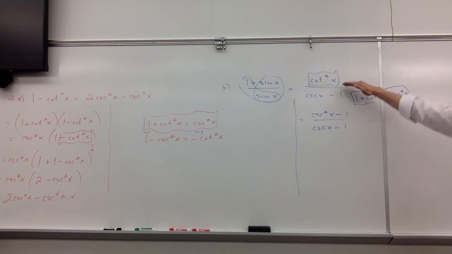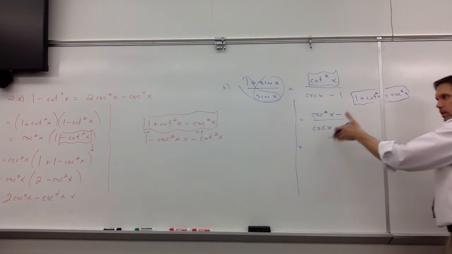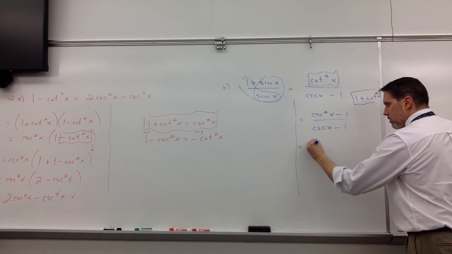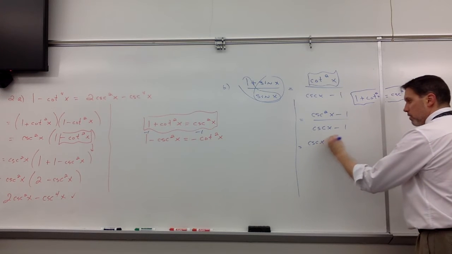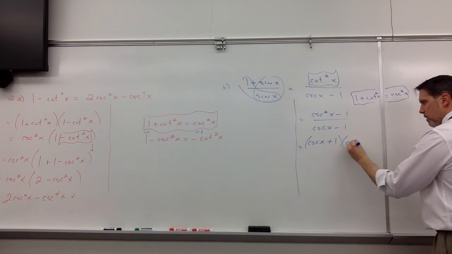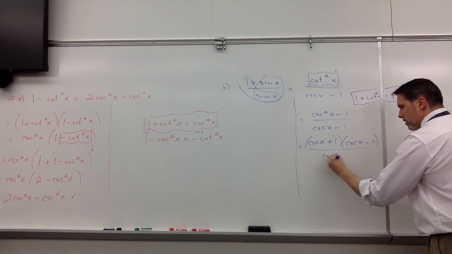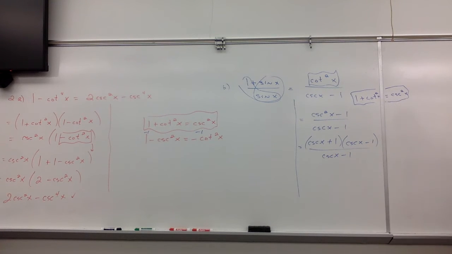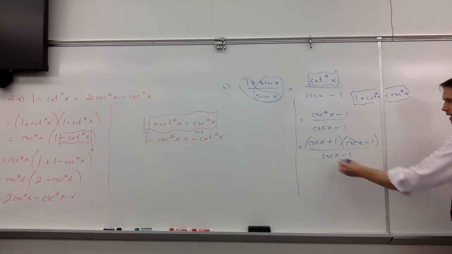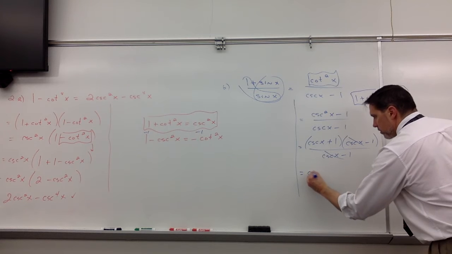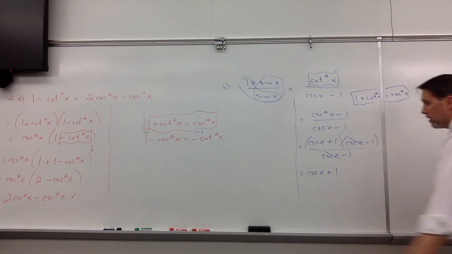Again, it's not the exact identity, so we do have to justify how we got from here to here. Now, do not think we're canceling yet. We cannot. But if we factor that numerator, it is the difference of squares. It's cosecant of x plus 1, cosecant of x minus 1, over cosecant x minus 1. And now we are allowed to cancel common factors, which we do. We're left with, well, cosecant x plus 1.